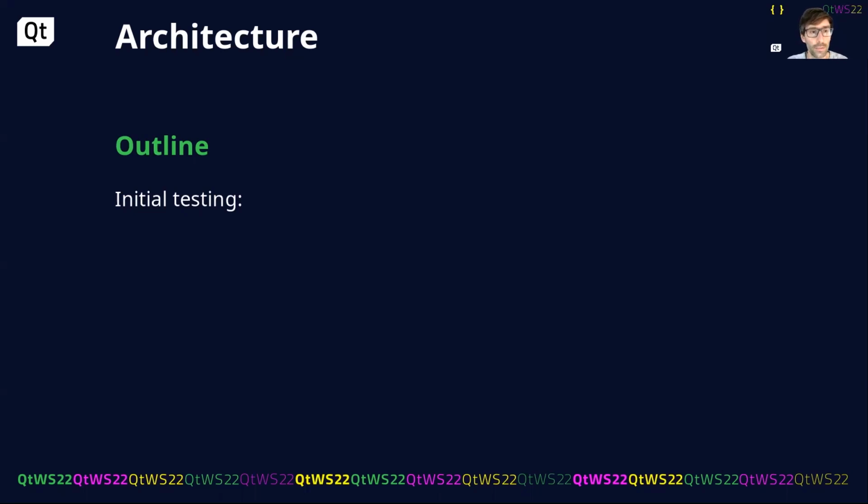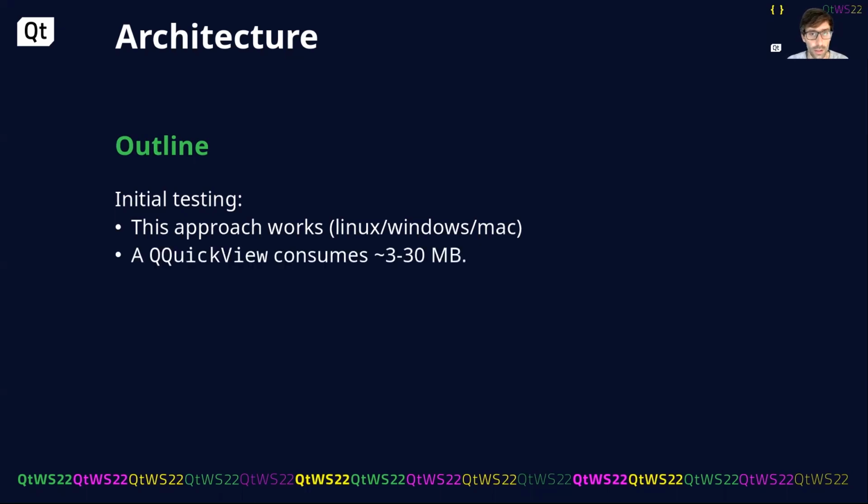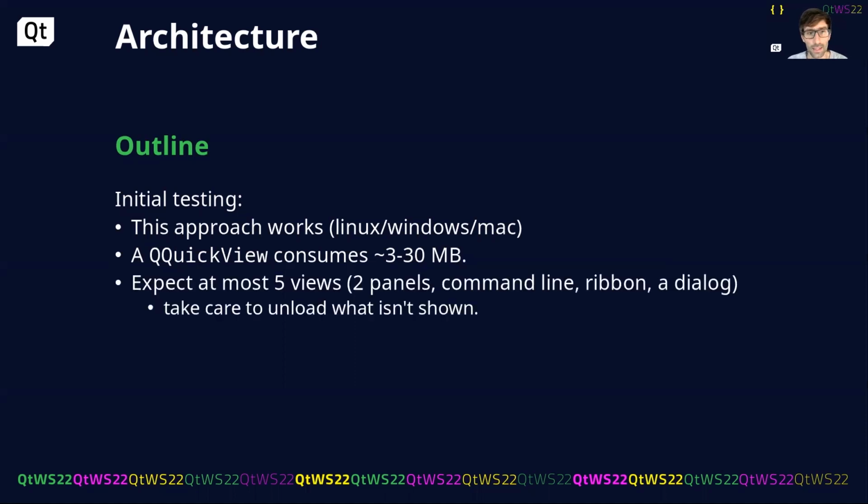We pretty quickly arrived at being able to add QML into BricsCAD, which was even a bit of a surprise to us, that this was even possible and worked this well from the outset. So we didn't have to tweak that much. We saw that this works on Windows and then also on Linux and Mac. We see that a quick view consumes up to 30 megabytes under normal circumstances.